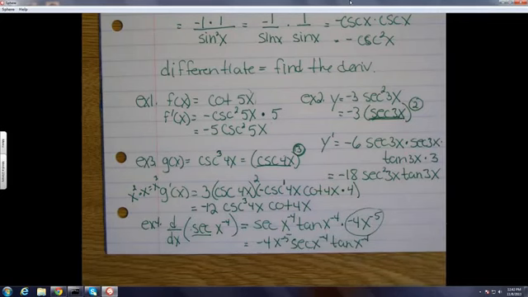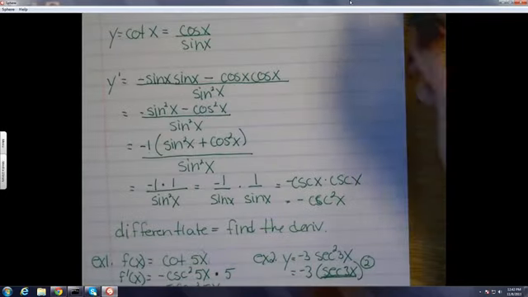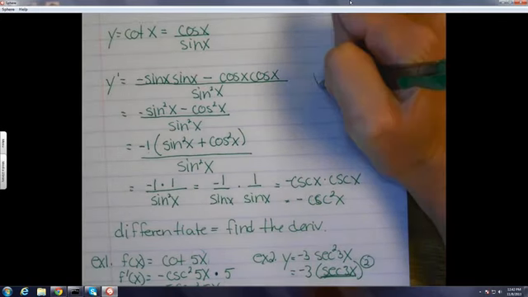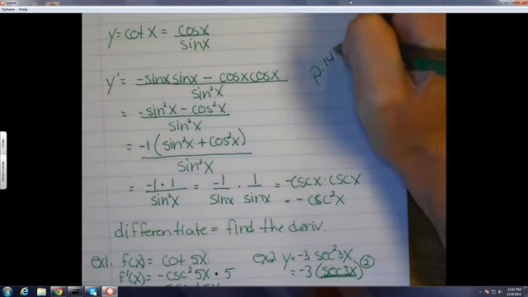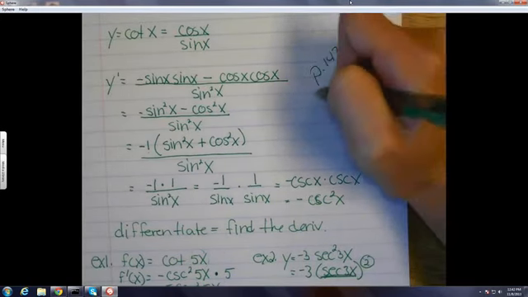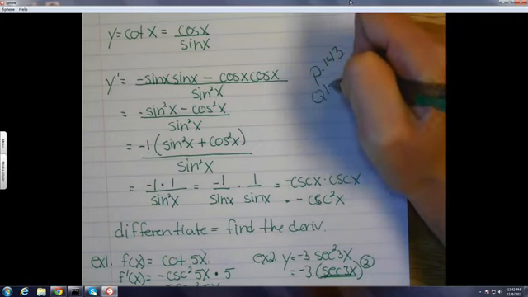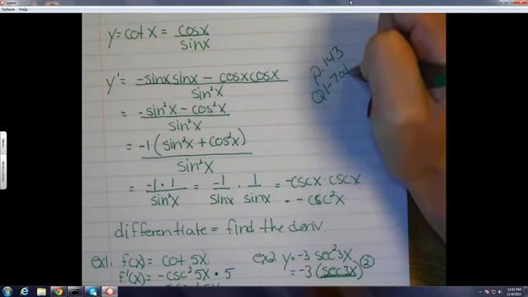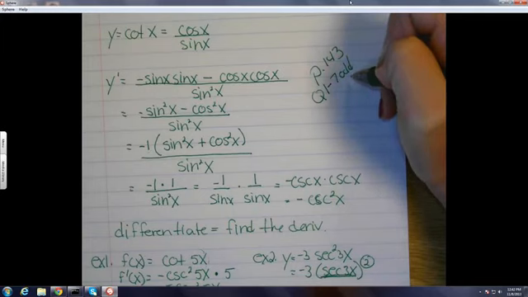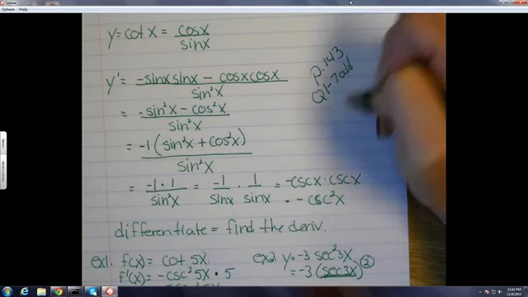So, assignment will be page 143, quickies 1 through 7 odd, and 1 through 16 odd.